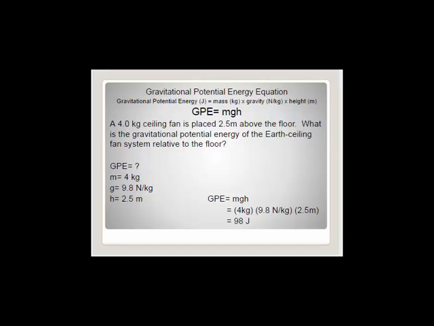Write out your equation, GPE equals mgh, and substitute in 4 for m, 9.8 for g, and 2.5 for h. Go ahead and plug that into your calculator, and you should get 98. Notice your kilograms units will cancel, leaving you with N times M, which is also known as J for joules. It might be easier at this point just to remember that all energy that we will use will be using the unit joules.